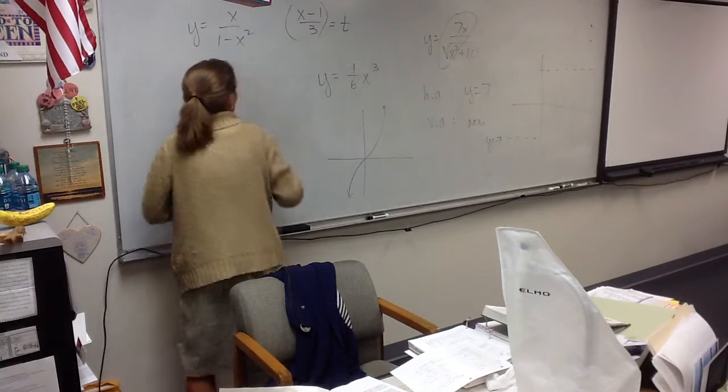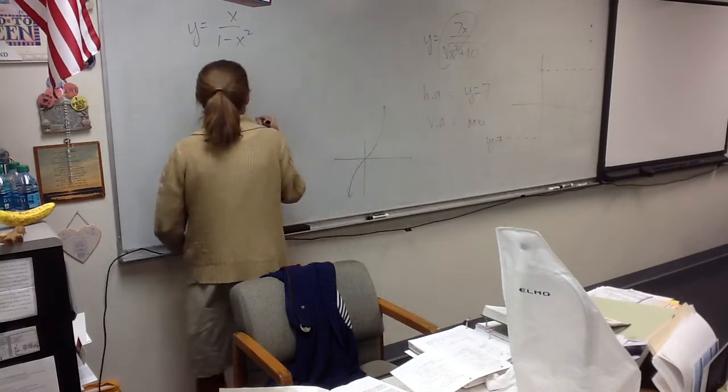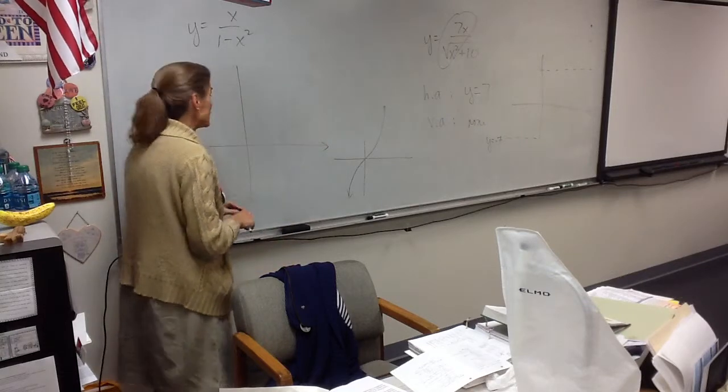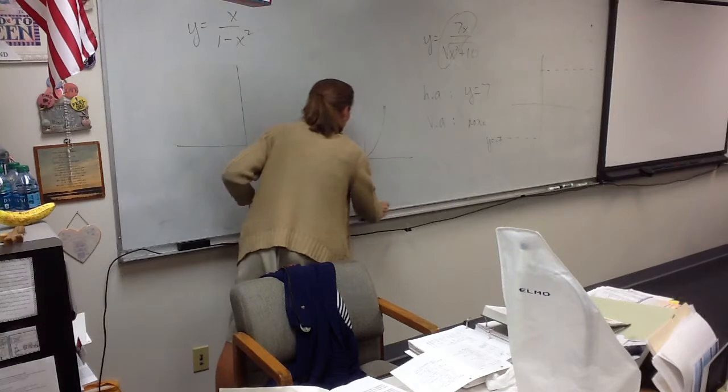Well, first of all, let's do what we know how to do. Let's put in all the asymptotes and intercepts, and that might give us an idea what it looks like. So, how would you suggest we start that problem?